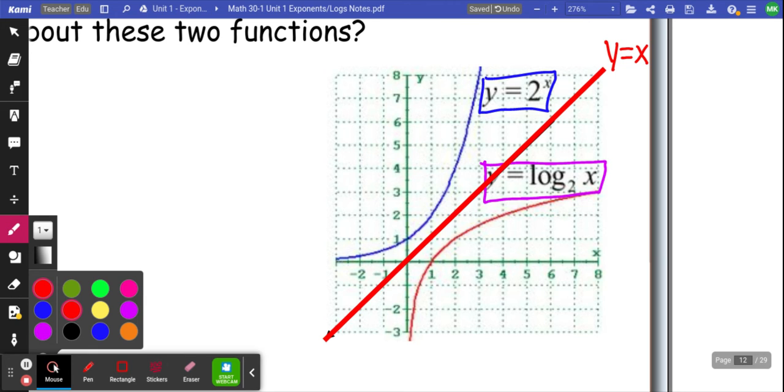You should notice that these are mirrored images of each other. Essentially, if you folded your paper on that line, this graph would now be that graph. They would go right on top of each other. They're reflections of each other. Term you haven't seen in a long time, right? But they are reflections about the line y equals x on a diagonal.